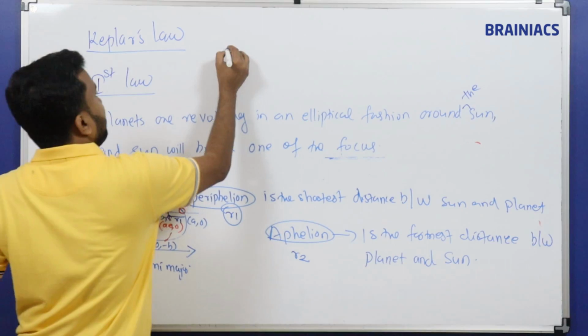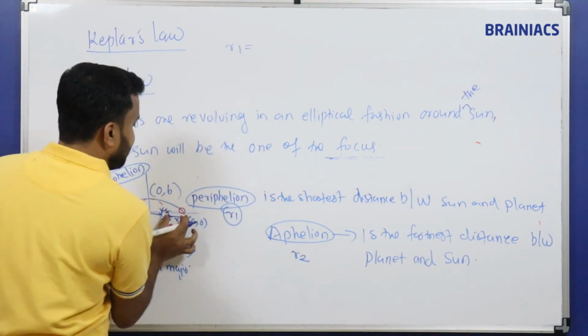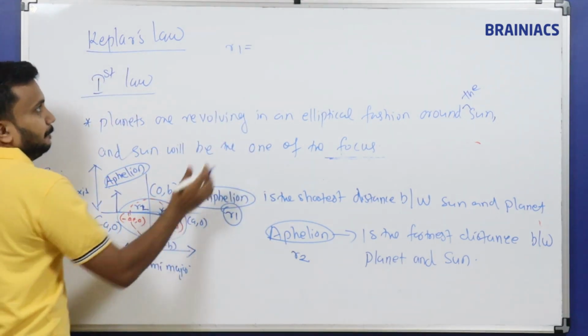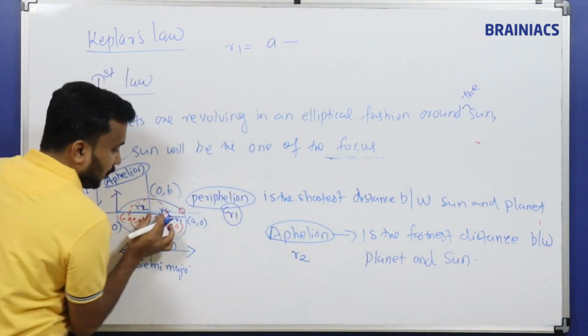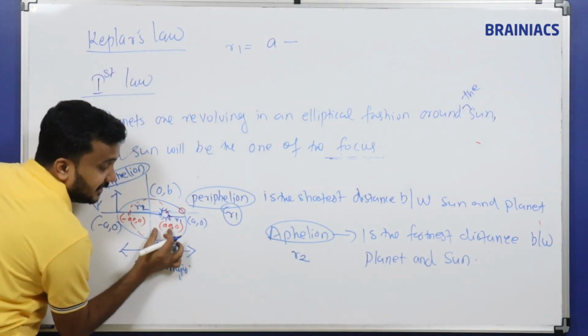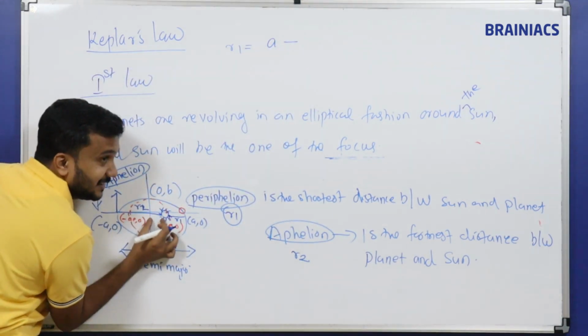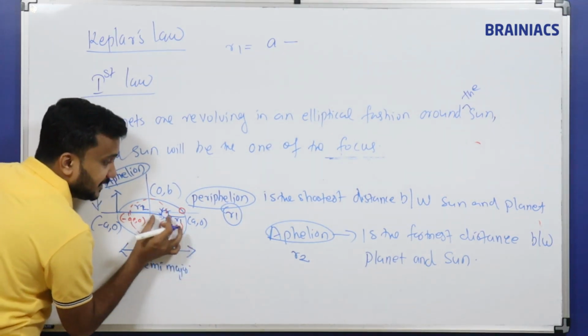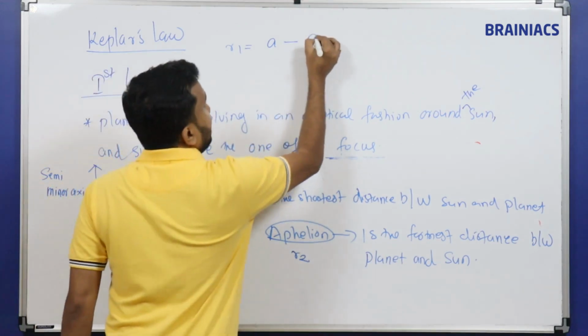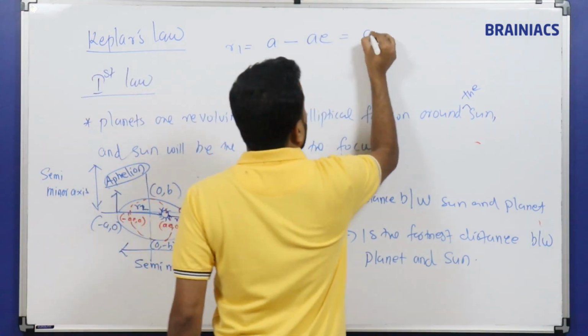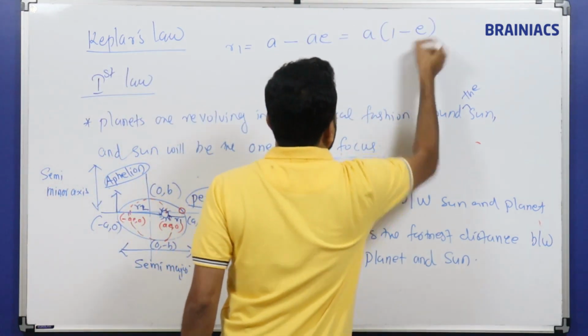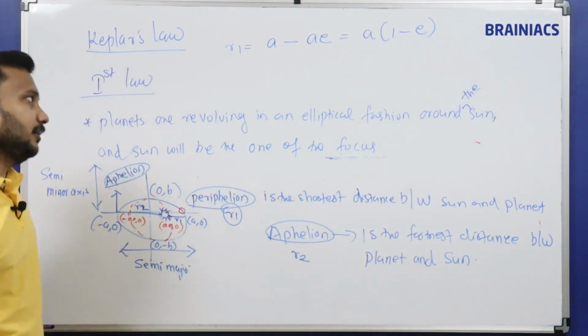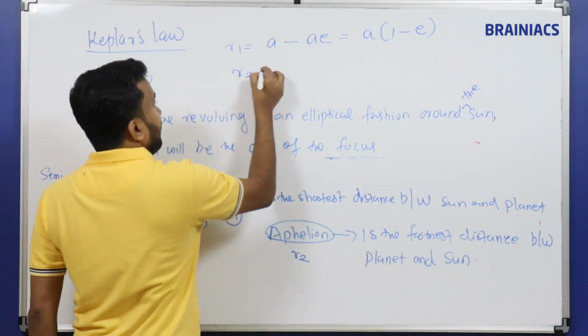Now I want to write equations for R1. What is R1? What is this distance? The total distance is A. What is this distance? This coordinate is (ae, 0), so this distance is ae. The full distance is A. A minus ae is R1. So R1 equals A minus ae, which is equal to a(1 minus e). This is perihelion.